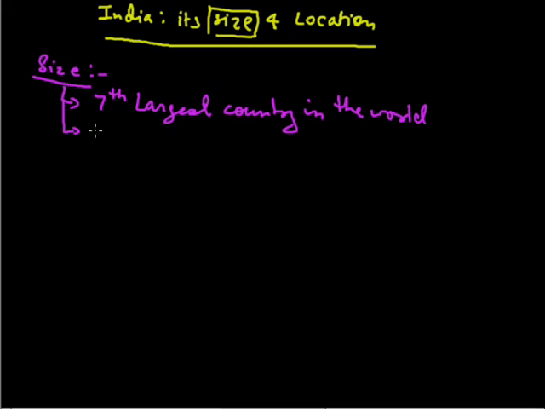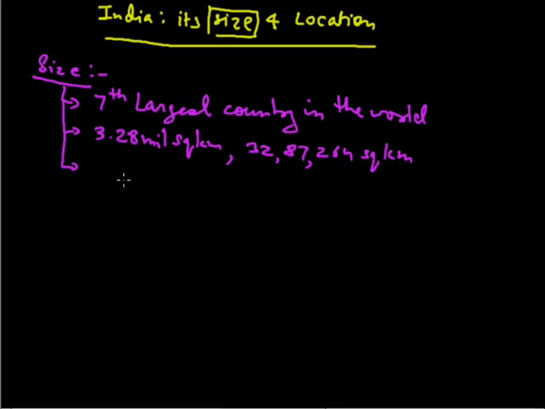Okay. Now the total area of India is 3.28 million square kilometer, or in other words, we can say 32,87,264 square kilometer is the total land area of India. So all the mountains, the plains, and other geographical structures are included. But the total area which covers India is only 2.4% of the world. Only 2.4% of the world.